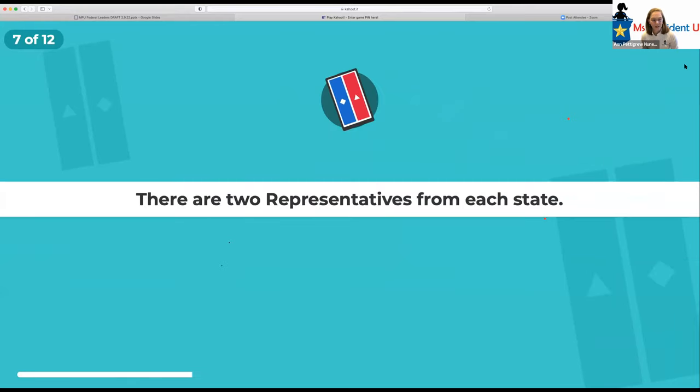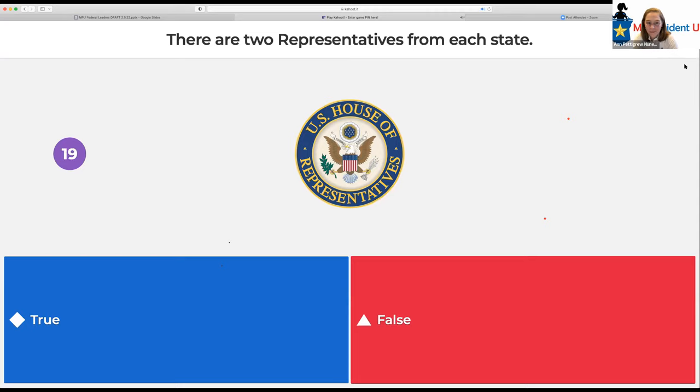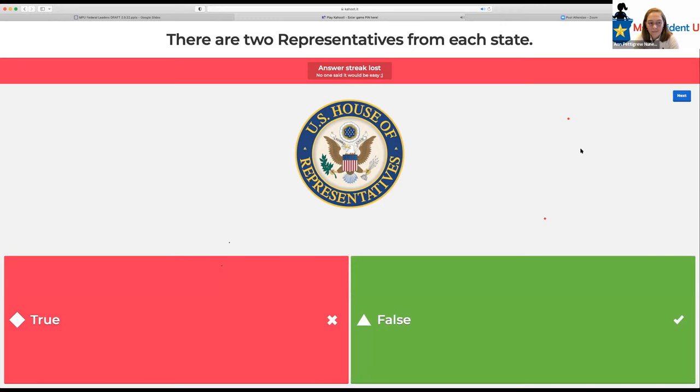Let's see, true or false. There are two representatives from each state. Be sure you think about it if it's representatives or senators. So there are two senators from every state, and representatives are based on the population in each state, which we'll hear more about today.